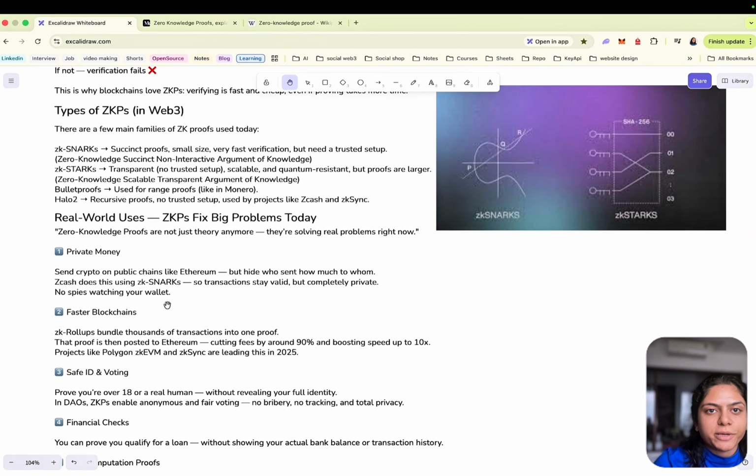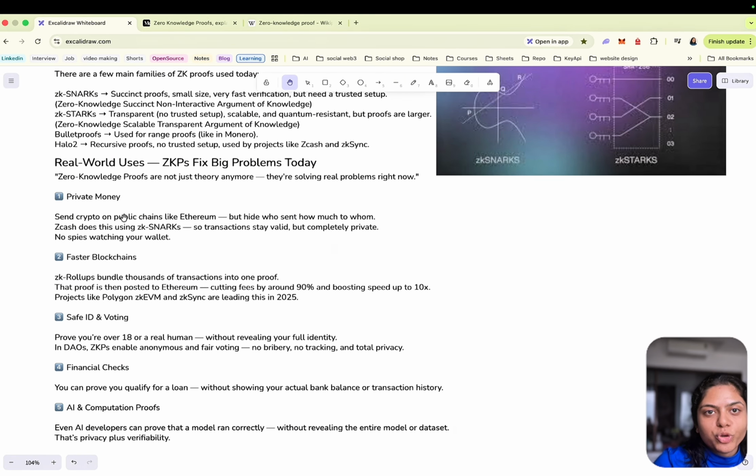Like in private money: send crypto on a public chain like Ethereum, but hide who sent it and how much to whom. When we send crypto on Ethereum, we know the public address, and with that address we can see how much was transferred and to which address. All that information is visible. So here ZKP is used, and Zcash does this using zk-SNARKs. Transactions stay valid but completely private.